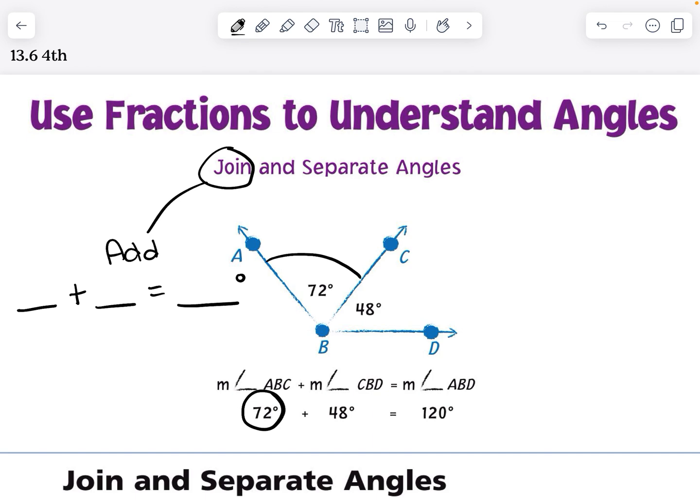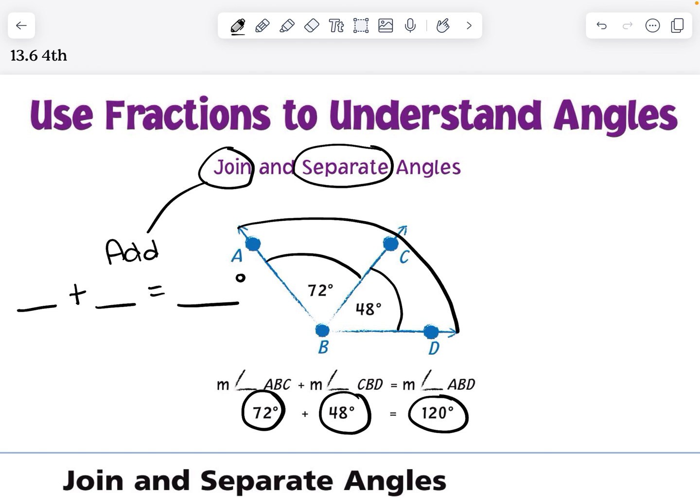The distance between C and D, angle CBD, is 48 degrees. When we put those angles together, we know the entire angle measurement is 120 degrees. We can also separate angles by thinking about subtracting.